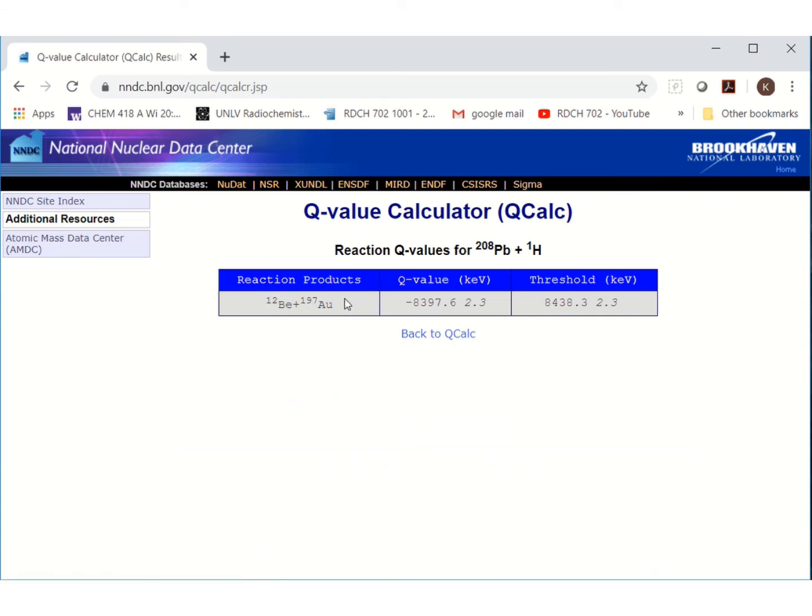The reaction shown here is lead plus a proton makes gold plus beryllium 12. The Q value is negative 8397 keV. It also gives us something called the threshold energy, which we'll describe when we talk about nuclear reactions. But what this tells us is that this reaction is not energetically favored. If we want to turn lead into gold, we'd have to have energy added to the system.